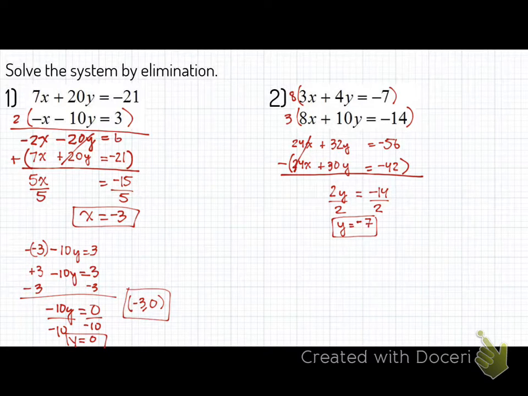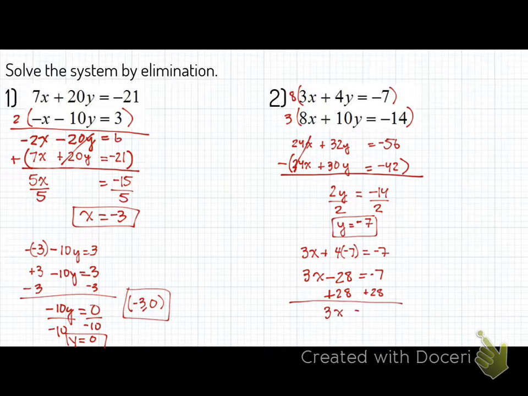Okay? Of course, that's not my answer. I need to find the x. So I'm going to plug it back into one of my original equations. It doesn't really matter. I'm going to pick equation 1 on this one. So we got 3x plus 4 times negative 7. Instead of y, you notice I put in negative 7. And then 4 times negative 7 is negative 28. We're going to add 28 to both sides here. So we get 3x is equal to 21. Divide both sides by 3. And so x is equal to 7.